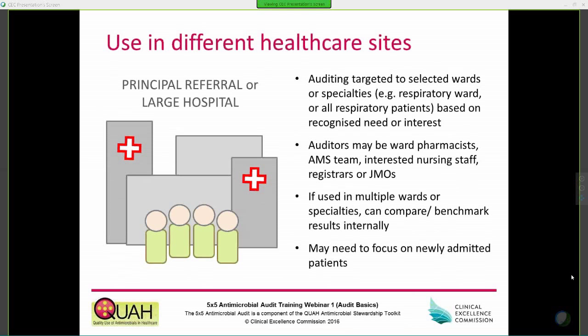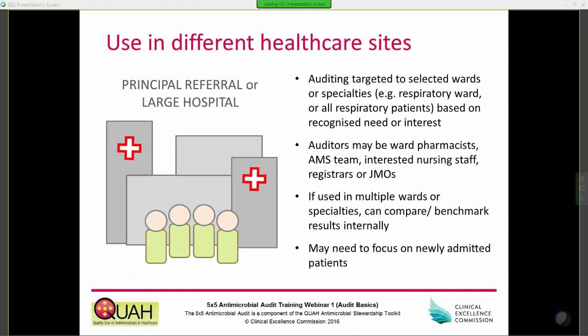And the choice of the specialty or wards that you actually pick could be based on a recognised need. So you might already be aware that they are possibly not performing well in being concordant with guidelines for their antibiotic prescribing, or perhaps they don't write indications down very often, so it might be a recognised need. Or you may canvass some of your prescriber groups and see if they themselves are interested, because if they're already engaged and they actually want some feedback about their performance, then that's even better.